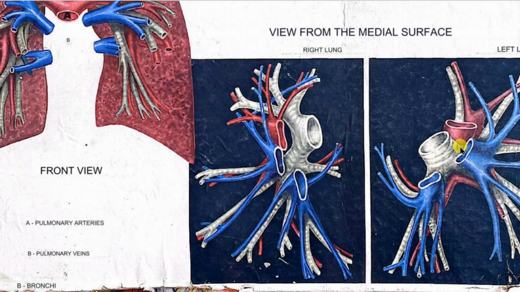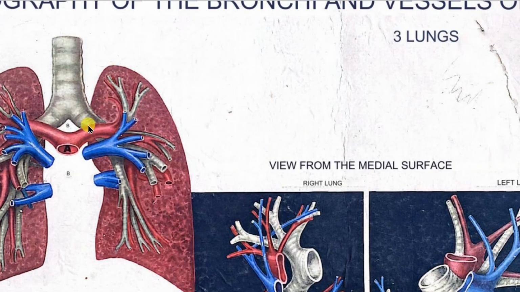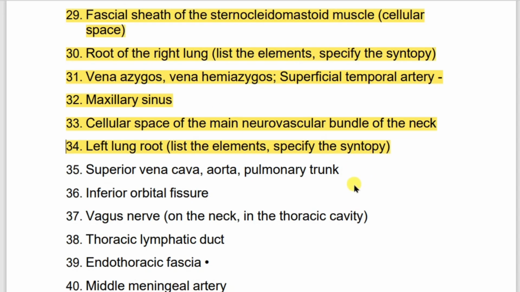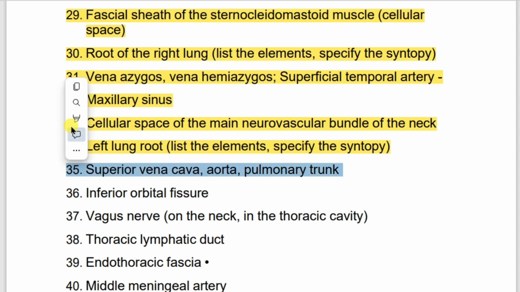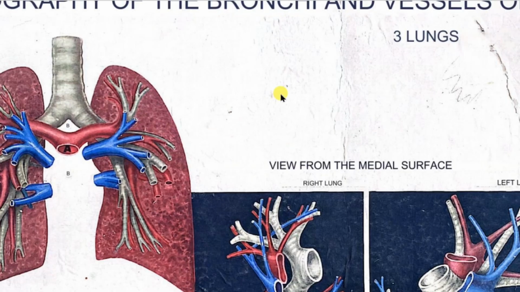Next we have to see the syntopy of the lung root components. In the left lung, first you can find the pulmonary artery, as you can see here, and the second, the principal bronchus, down here, and the third one is the principal veins, these two. The next structure we have here: superior vena cava, aorta, and pulmonary trunk. Again, which region? Thoracic region.